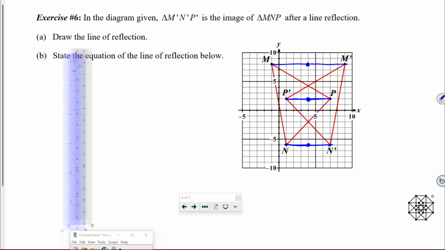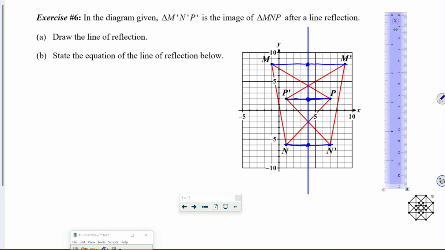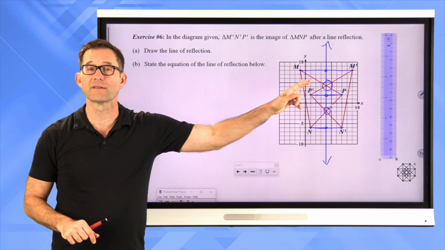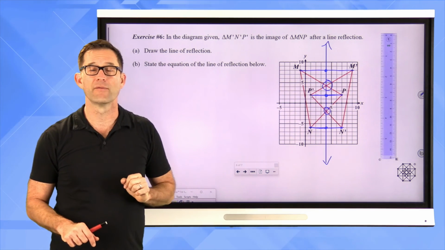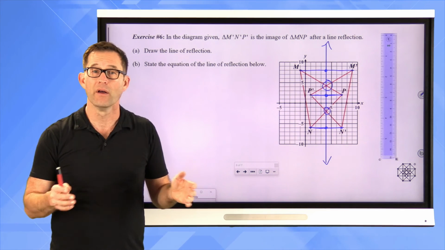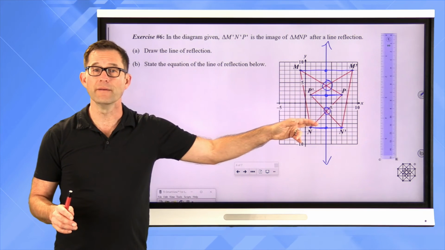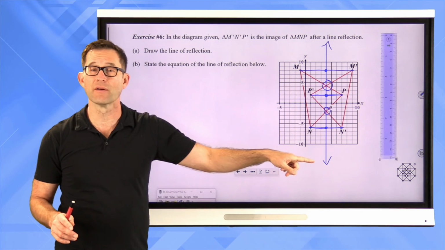And now I can pretty much easily graph it by just bringing my ruler up and drawing it in. Also note, right, that those 2 points that I circled, where this image intersects its pre-image, those are points that had to have lied on the line of reflection because they didn't go anywhere. They stayed in the same place. All right, so we've got a vertical line. That's part A. Now the question is, what is the equation of that line?